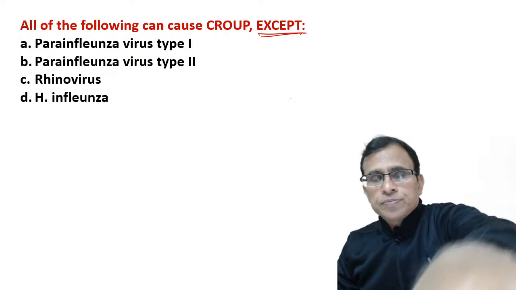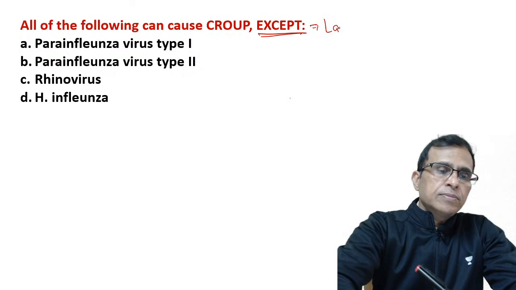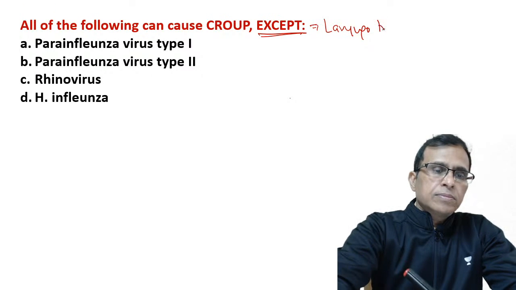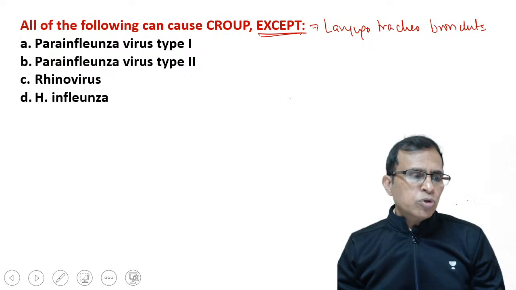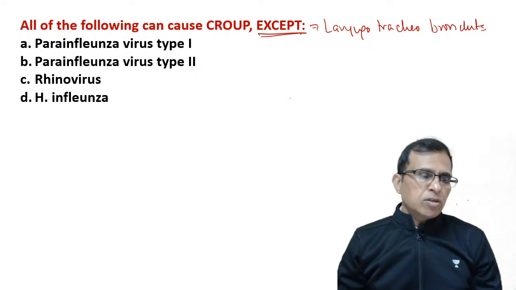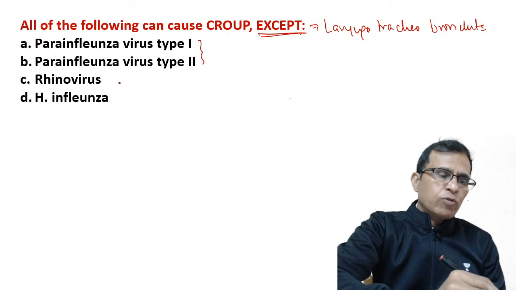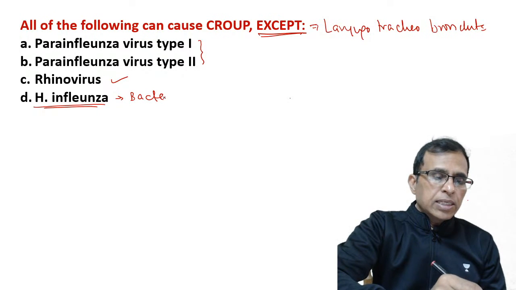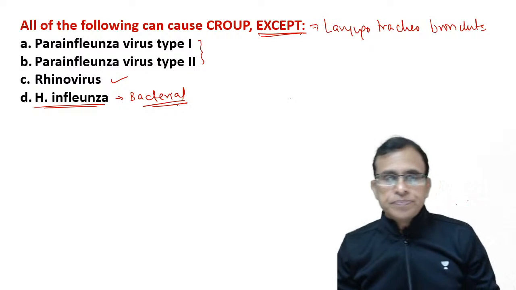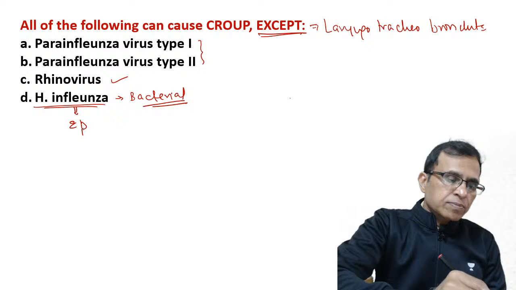Croup, we all know, is also called laryngotracheobronchitis, isn't it? And it's a viral disease, most commonly caused by parainfluenza virus type 1 and type 2, both of them, but can be caused by rhinovirus also. Haemophilus influenza is a bacteria, and croup is not a bacterial disease. Haemophilus influenza mainly causes epiglottitis.